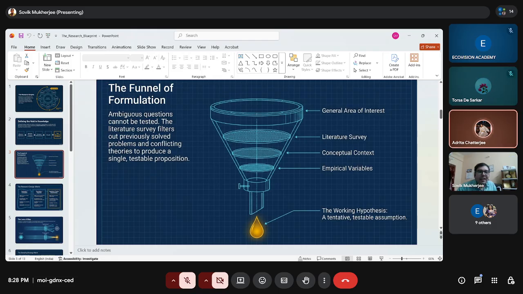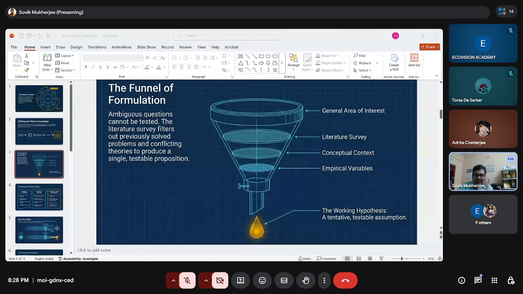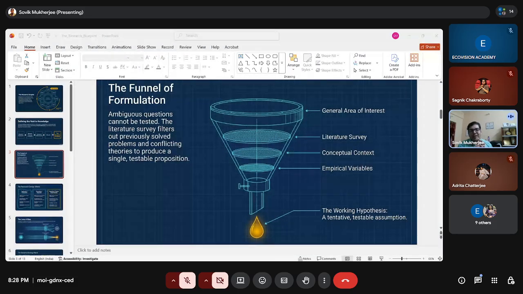Yes, sir. Can you see this funnel formulation? Yes, sir. That's exactly what I am talking about.